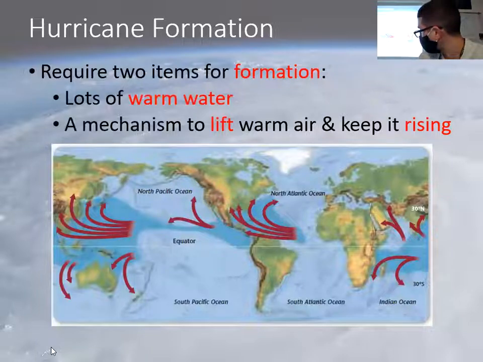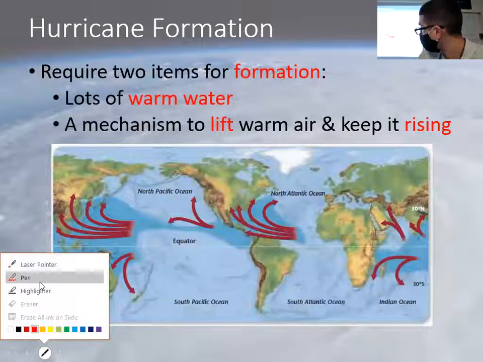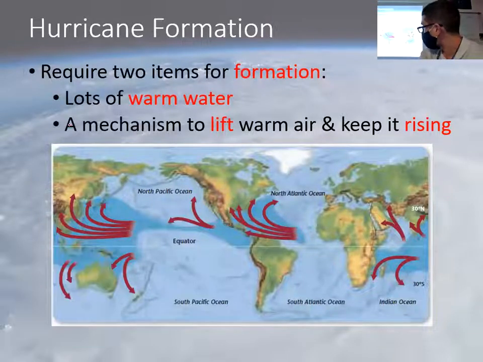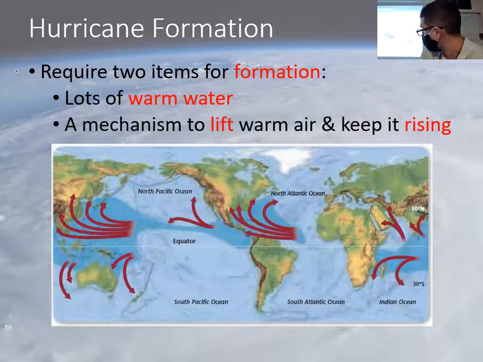What do we want to include? One second. Where's my pen at? My pen. There we go. Okay. So yeah, this is pretty much the key things, right? Require two items for formation. I will need that. Hurricane formation. Lots of warm water. And this one's so short, I'm like, why not just keep it all?